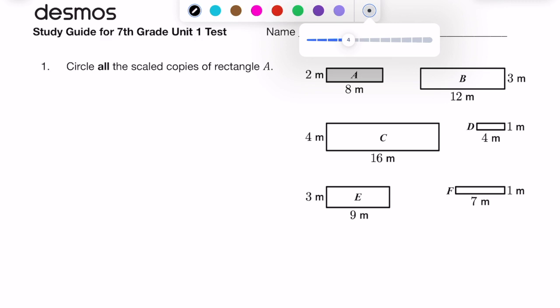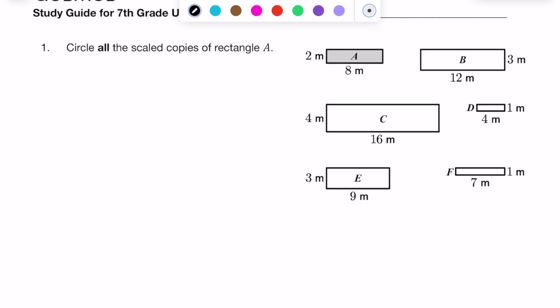All right, the first question says circle all the scaled copies of rectangle A. When we look at rectangle A, we see that we have a height of 2 meters and a width of 8 meters. So that has the ratio of 2 meters to 8 meters. We can set up the same sort of ratio for each of these and see if they are equivalent, because something we know about scaled copies is they have equivalent ratios for the side lengths.